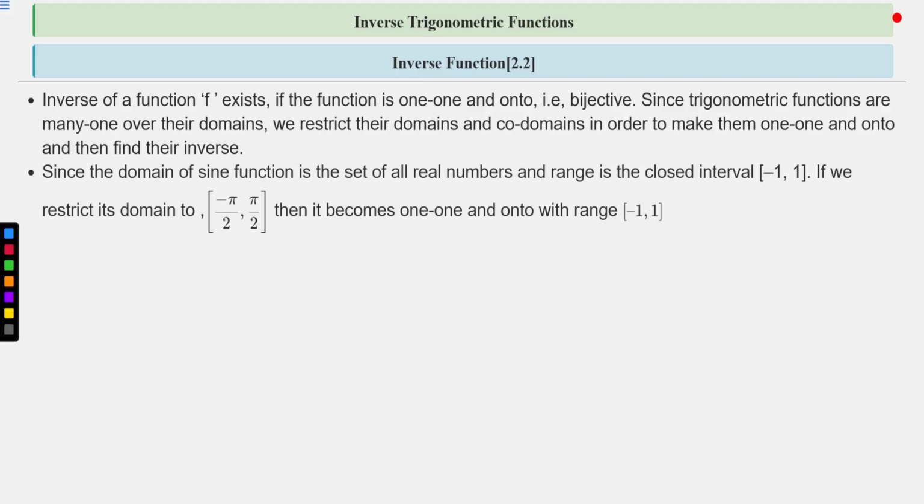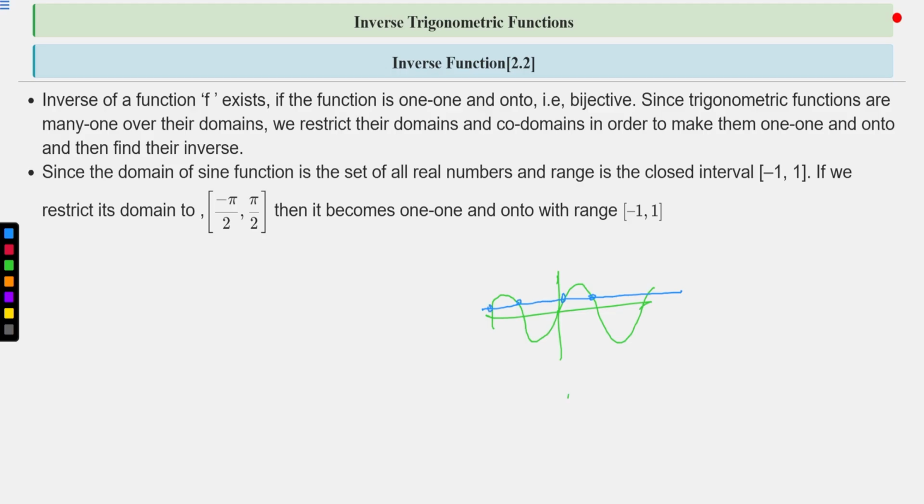Now, since the domain of the sine function is the set of all real numbers and range is from -1 to 1, we restrict its domain from minus pi by 2 to pi by 2, right? Then it becomes 1-1 and onto with range -1 to 1. See, the graph of sine theta is like this one. So see, it is not 1-1, because if you draw any line parallel to the x-axis, it will cut at more than 1 point, right?